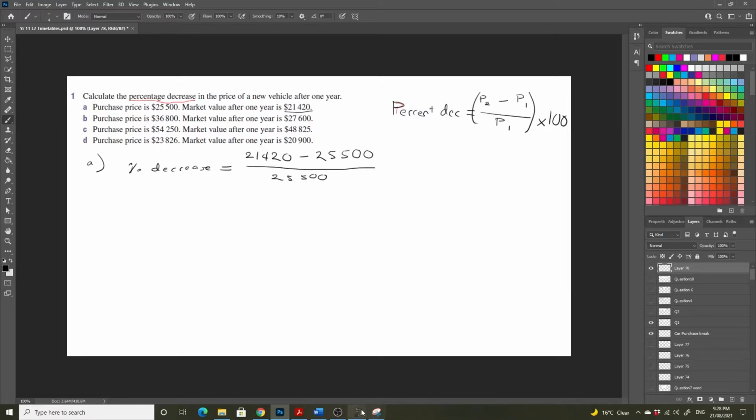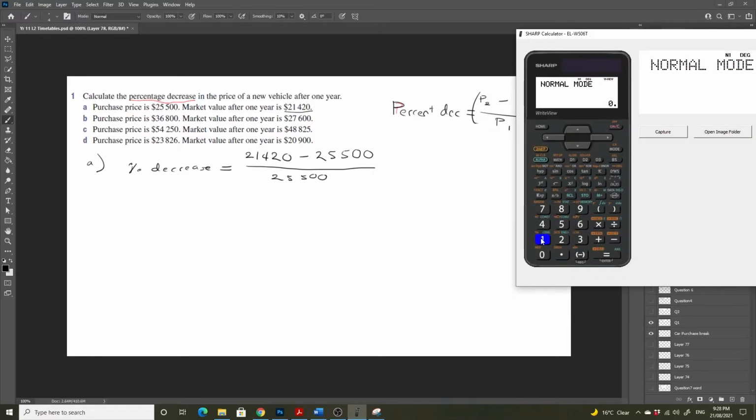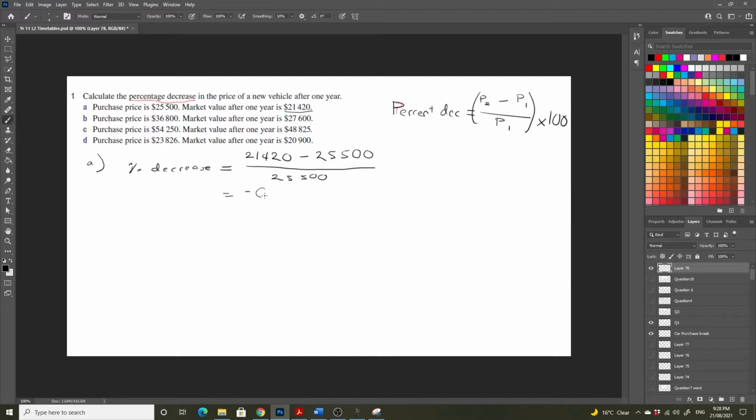Okay, so let's just pull up the calculator and see what we get. So it's 21,420 minus 25,500 divided by 25,500. And if we take that as a decimal, we get negative 0.16. And then we need to convert this into a percentage, so we times it by 100, and that'll give us minus 16%.